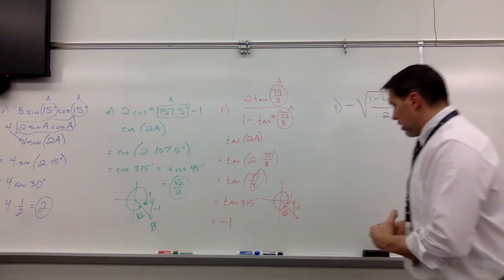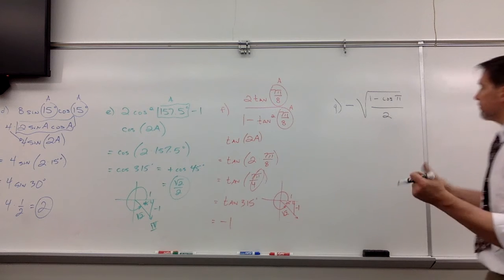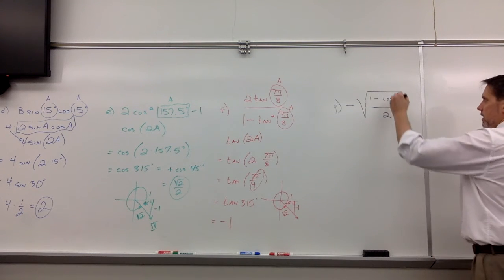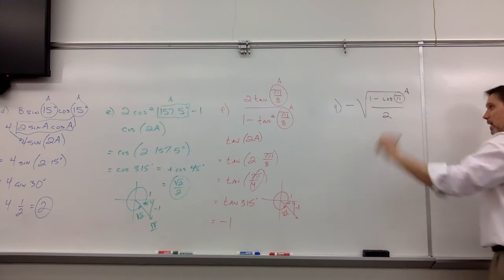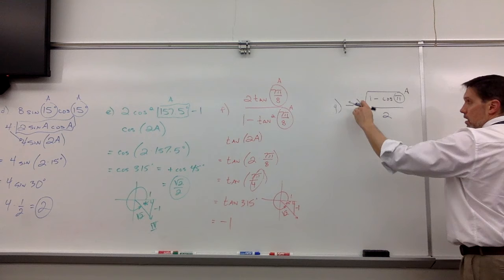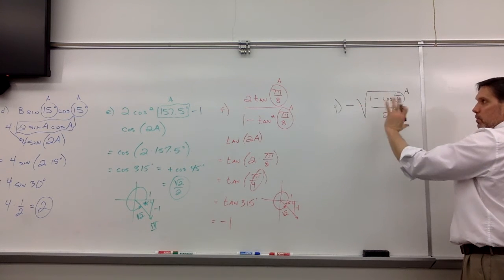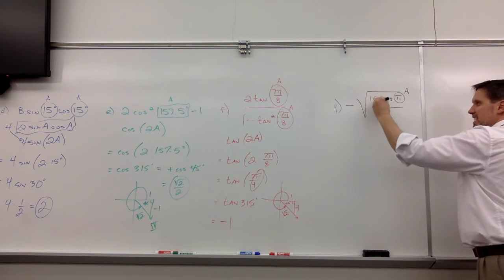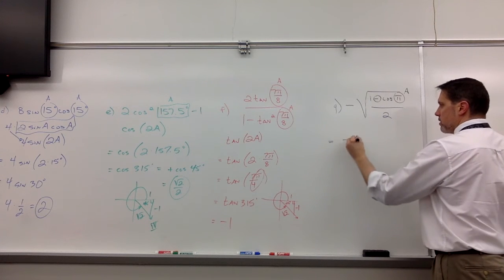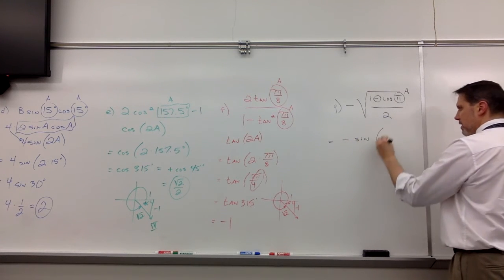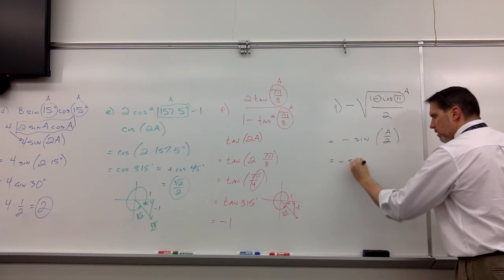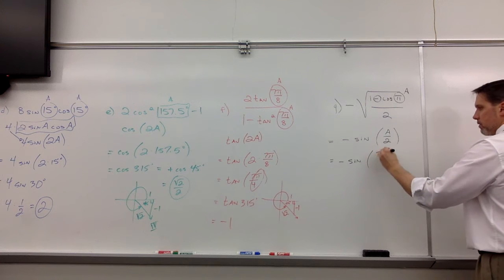All right, letter G. We have negative square root 1 minus cosine pi. Again, I guess if we call that A, this should be very recognizable as, it said plus or minus out in front, but this is your sine half angle formula. So what we're going to say is negative sine half angle formula. So negative sine of, what are we taking half of? Well, we're taking half of pi.